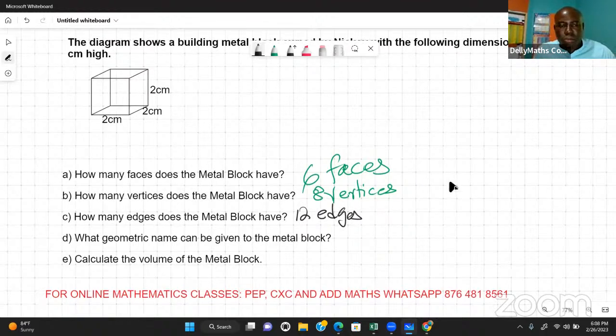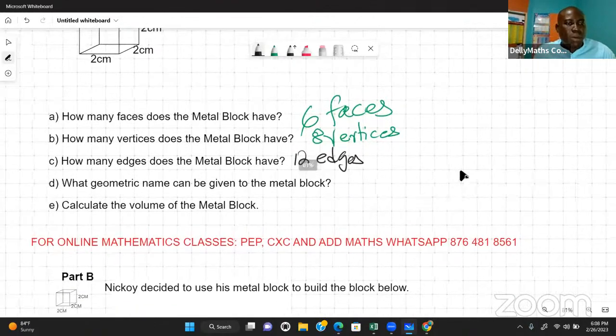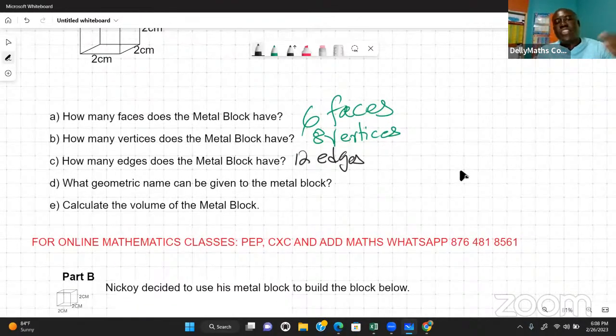All right, moving along. We want to know what geometric name can be given to the metal block. So I'm going to wait to see those who respond in the chat.